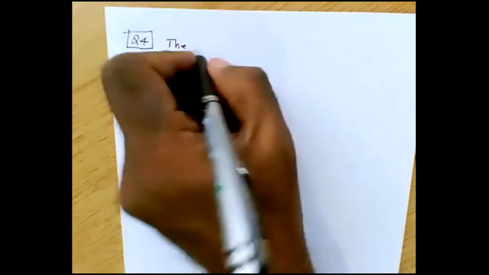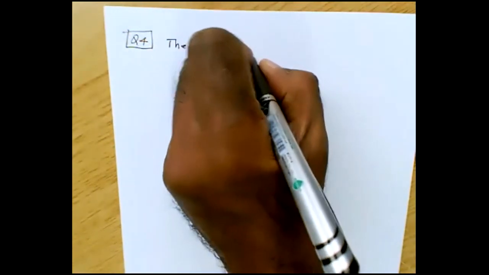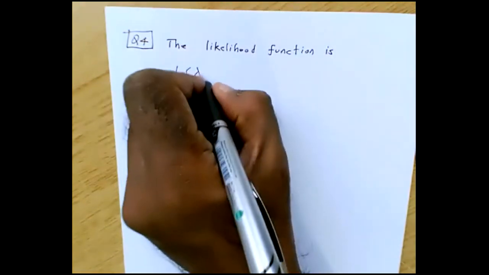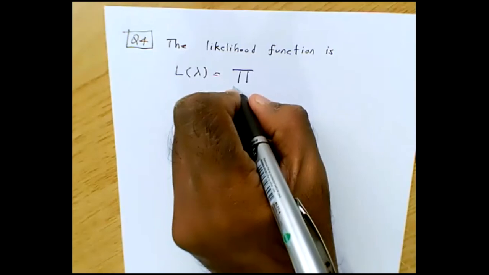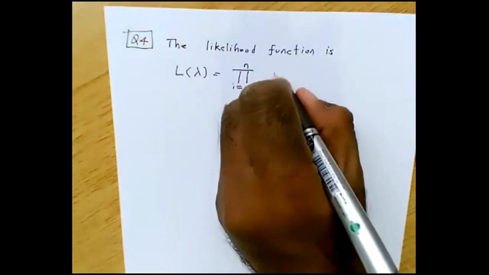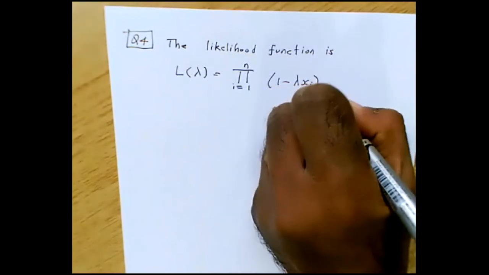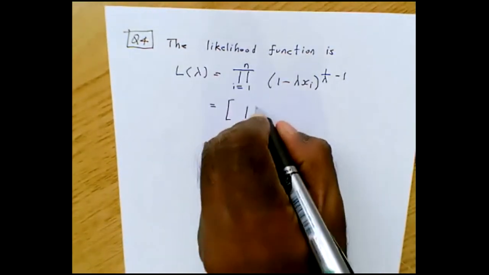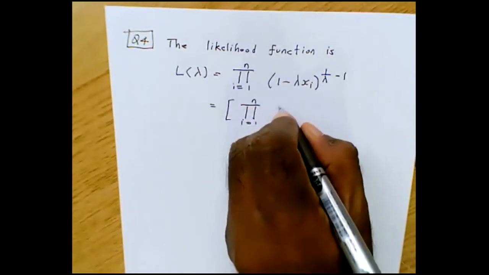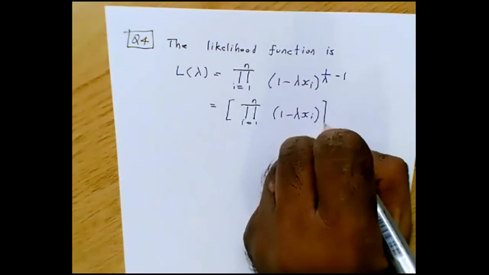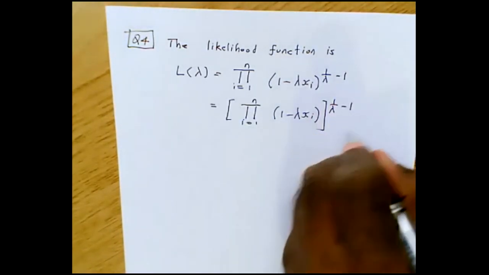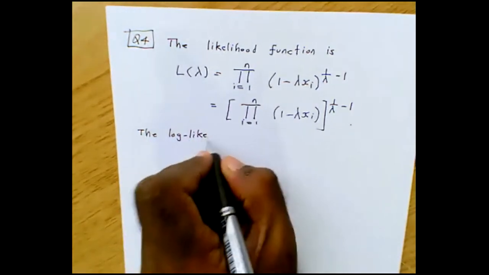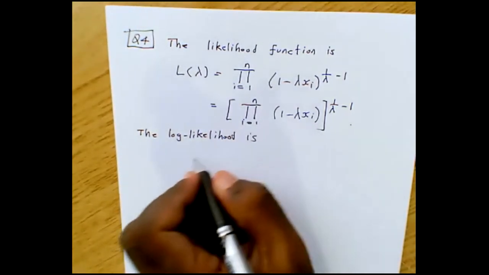So the first thing to do is to write down the likelihood function, which is L of lambda equal to the product, and this can be simplified as the product i from 1 to n, everything raised to 1 over lambda minus 1. All right, so this is the likelihood function. Then you take the log. The log is going to be the following.